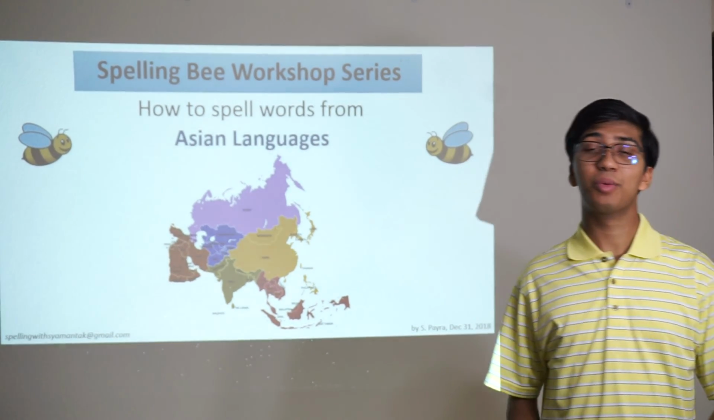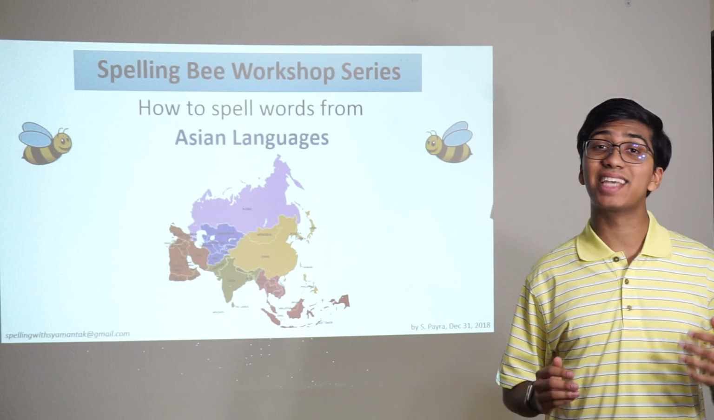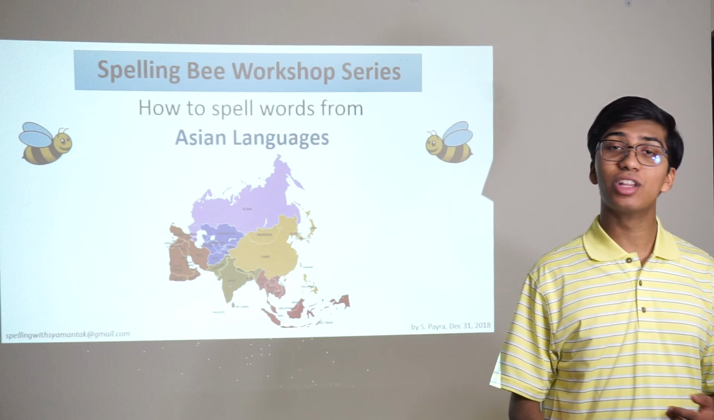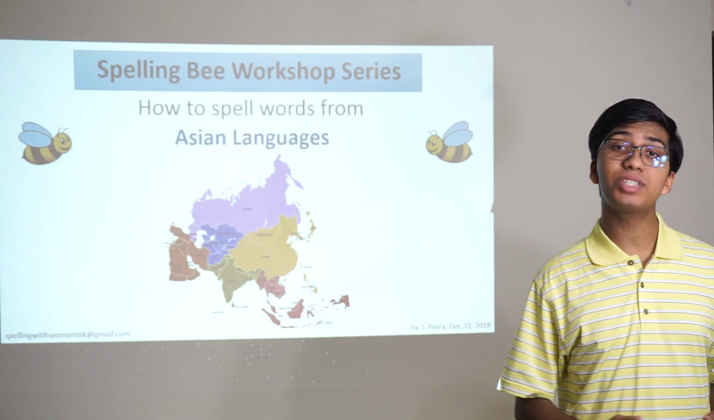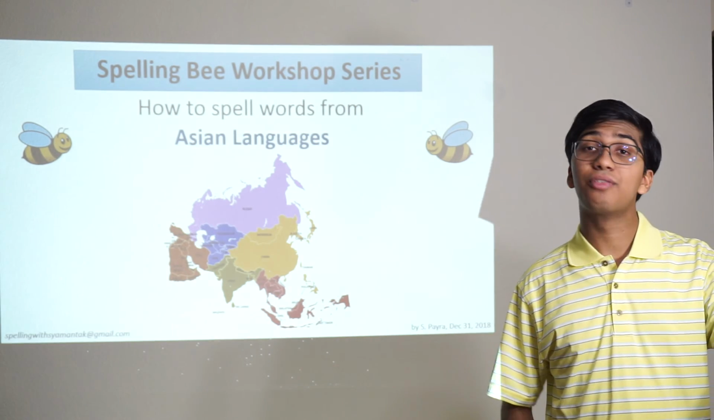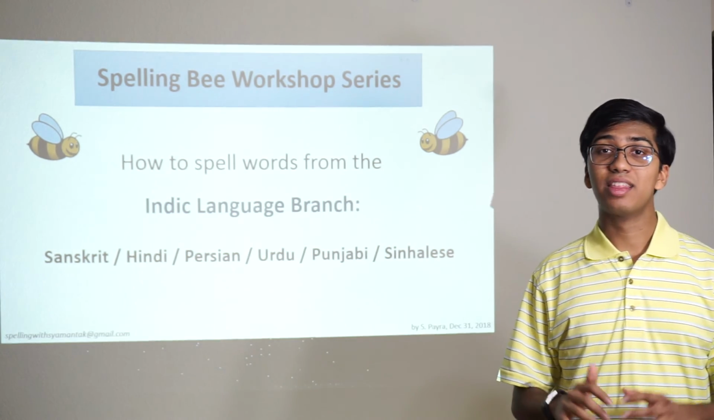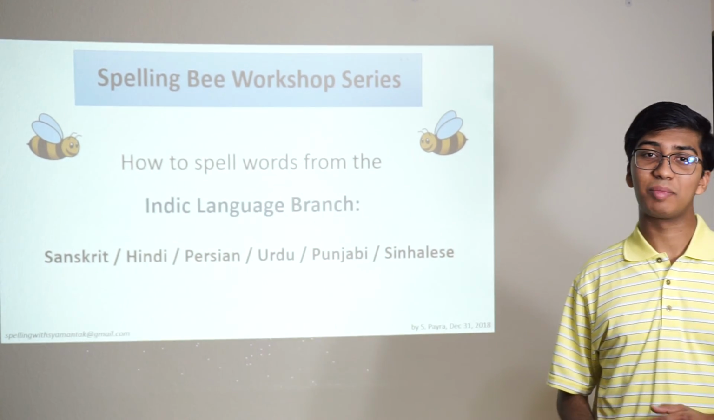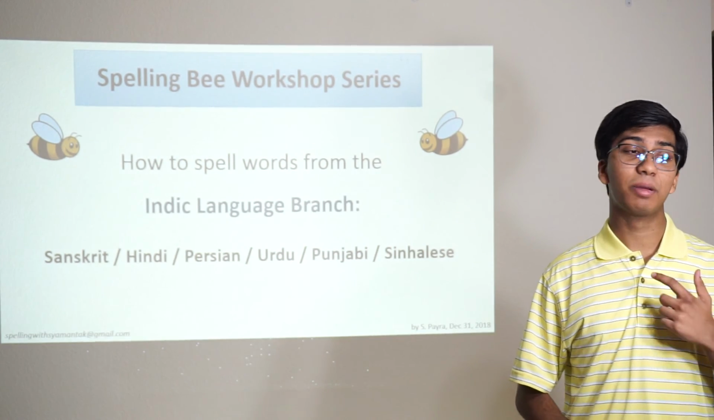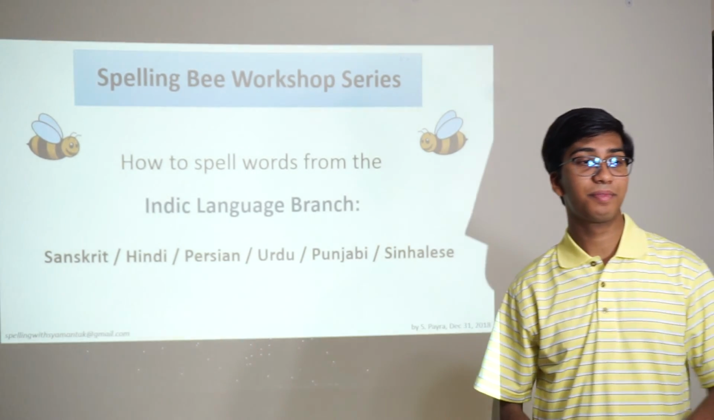And welcome back everyone. In this video, I'm going to be going over a bunch of various Asian languages and taking a look with you at different sorts of sounds and the spelling patterns that they have in the English language. The first part of this video is going to involve the Indic language branch. The particular languages we're going to be talking about are Sanskrit, Hindi, Persian, Urdu, Punjabi, and Sinhalese.